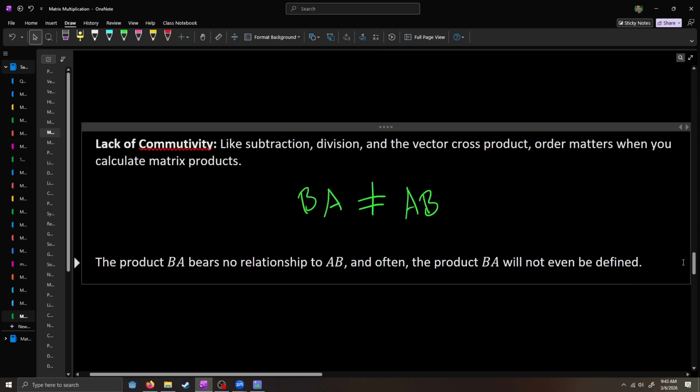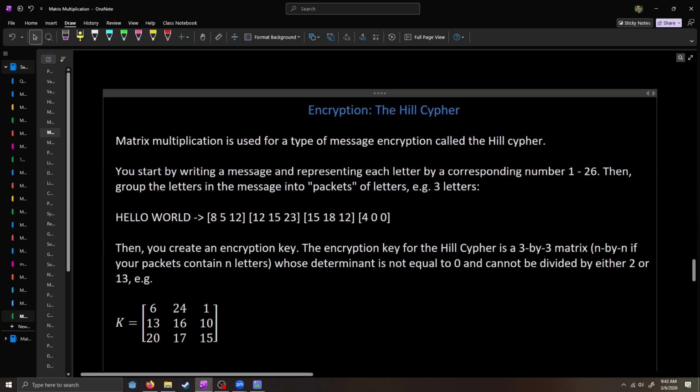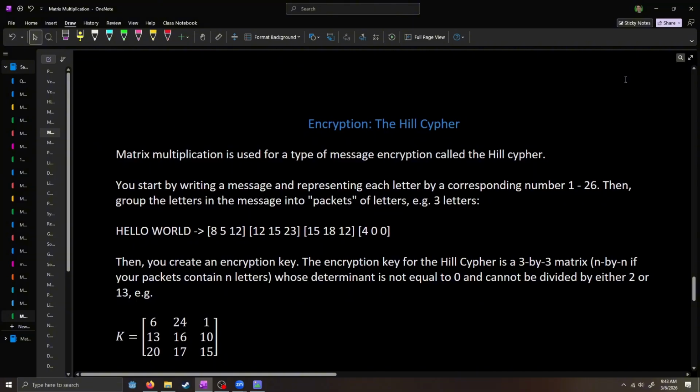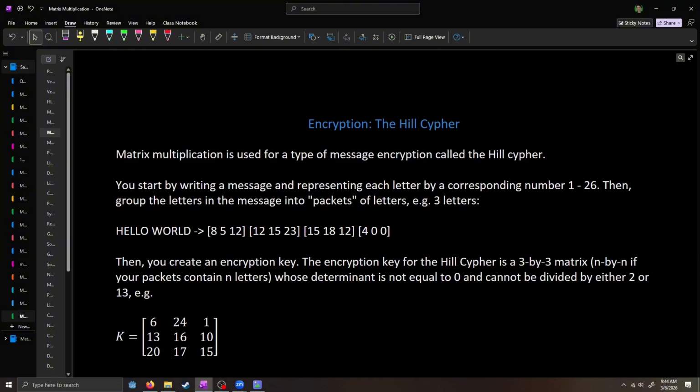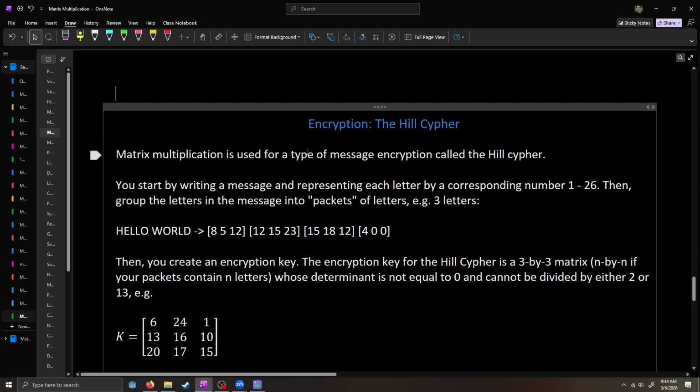Let's go on a little side quest and talk about an application of matrix multiplication to encryption and encoding of messages. So this is a pretty old school encoding method called the Hill cipher. The Hill cipher is a means of encoding that uses matrix multiplication. So the scenario is that you have some message that you're trying to send securely. So let's just say that we have a really simple message here like hello world.